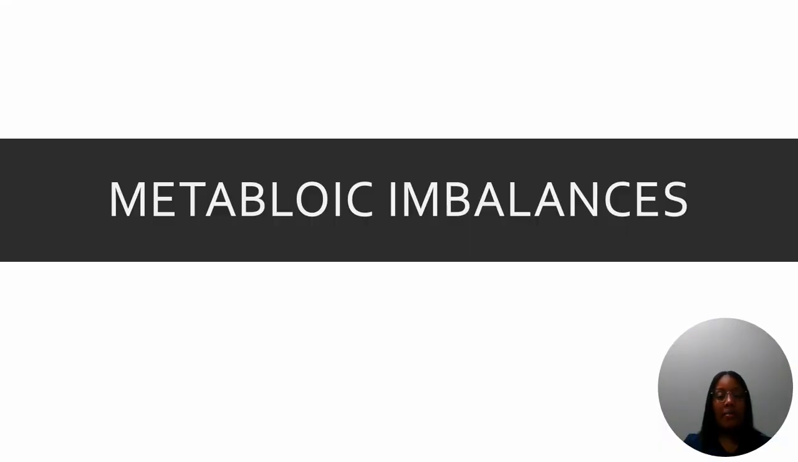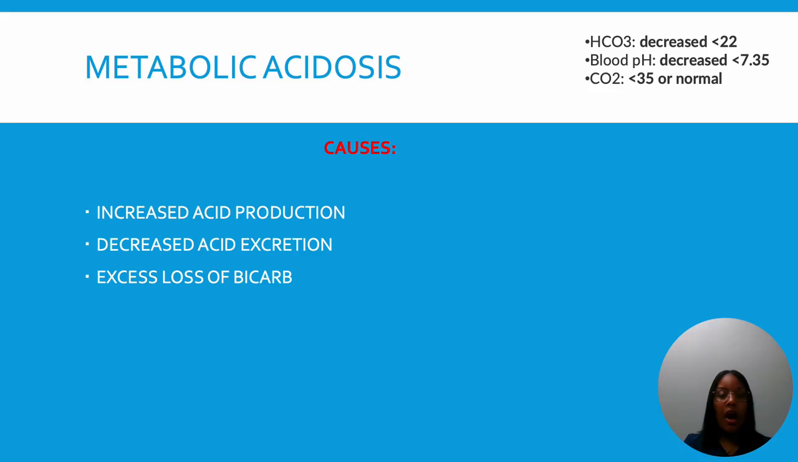All right, so let's talk about our metabolic imbalances first. Let's talk about metabolic acidosis. So this basically is a metabolic problem when there is a buildup of acid in the body. So what are some things that can cause this?